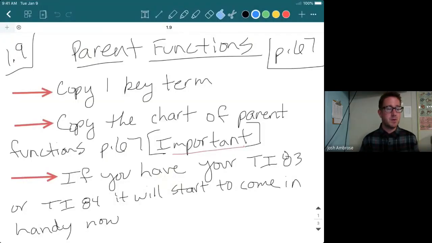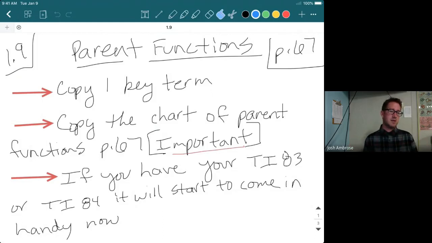All right. Let's jump into it. We are officially at the last section of your first chapter for Algebra 2. We're looking at parent functions. Go to page 67 in the textbook. This should be quick. We got one key term, but you do have a very important chart to copy on page 67. The parent function chart is super important. Copy it down. This is going to be vital on your test. And this is going to come up again and again in Algebra 2. So you really want to put in the time now to best understand what this chart is even telling us.